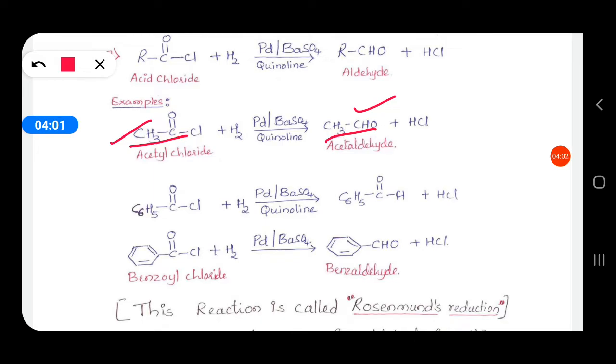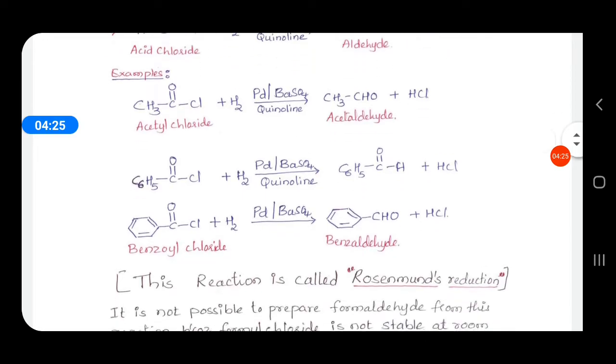Another example, aromatic. Benzoyl chloride, C6H5COCl, is taken. This on reduction gives benzaldehyde. This reaction is called Rosenmund's reduction.